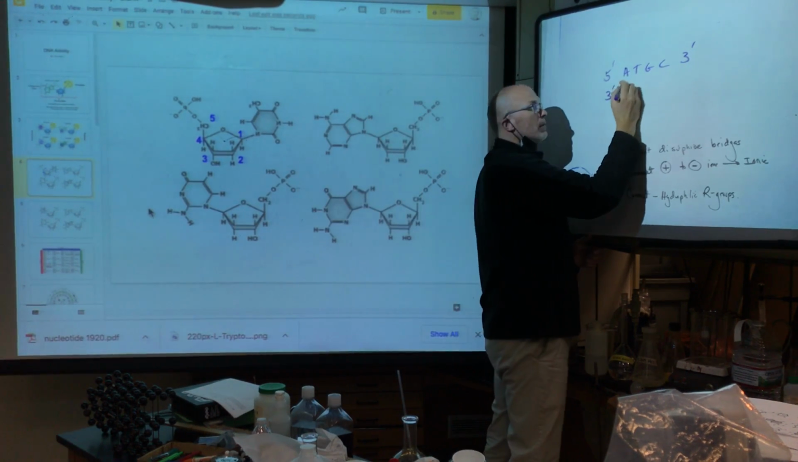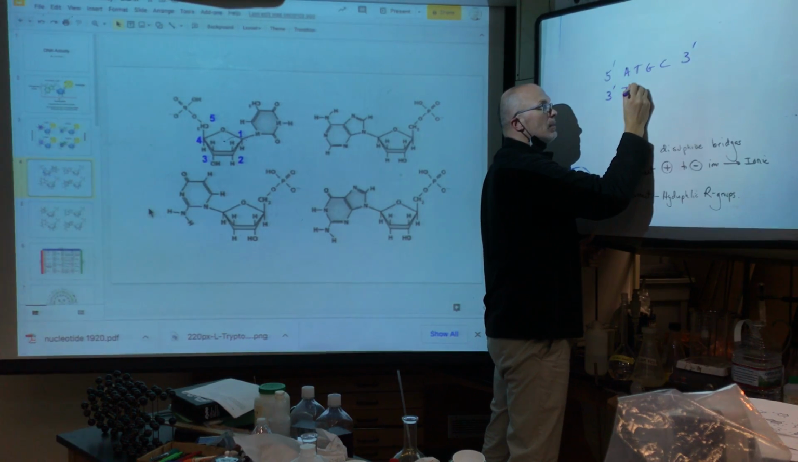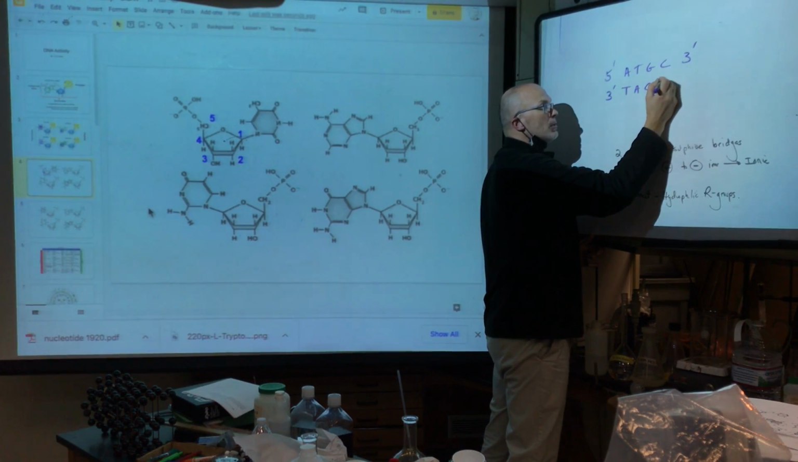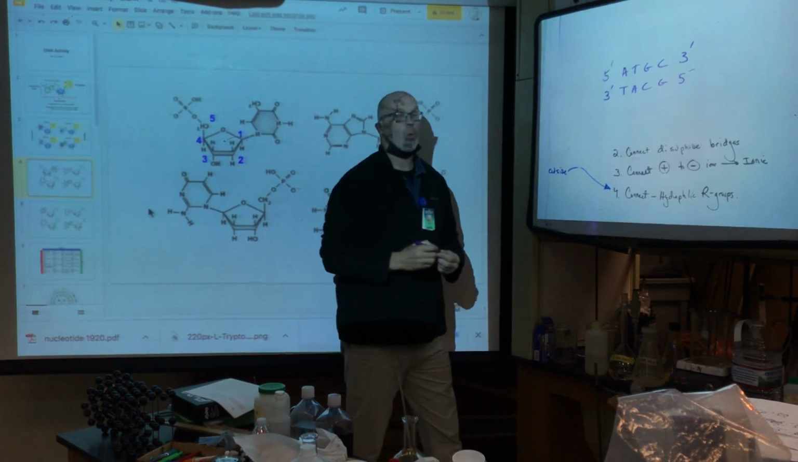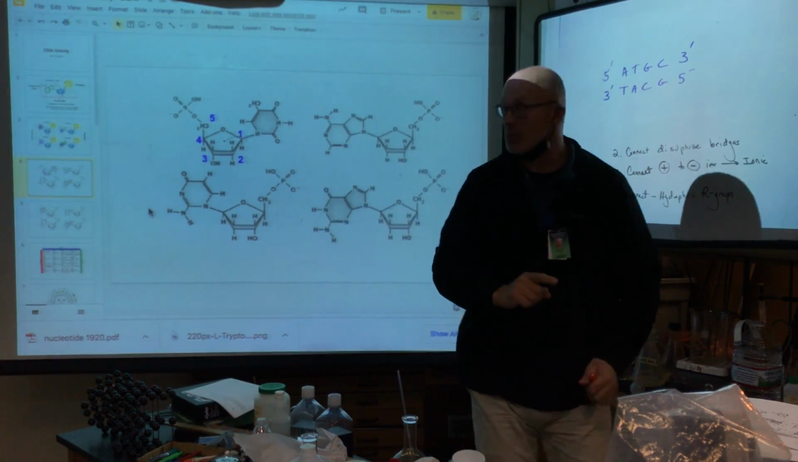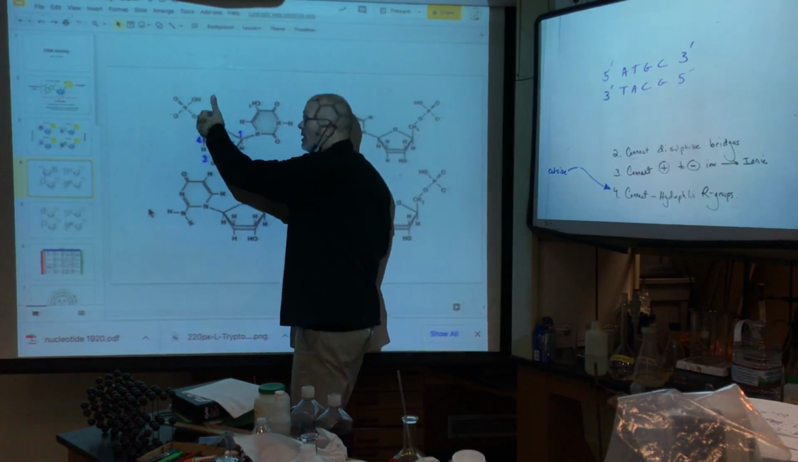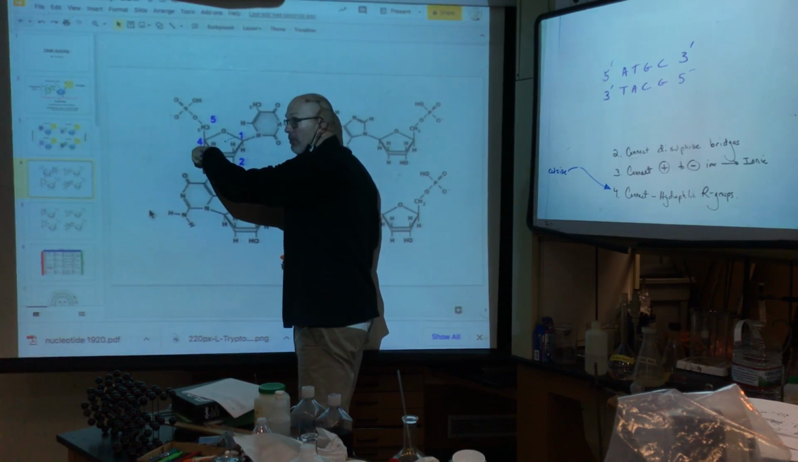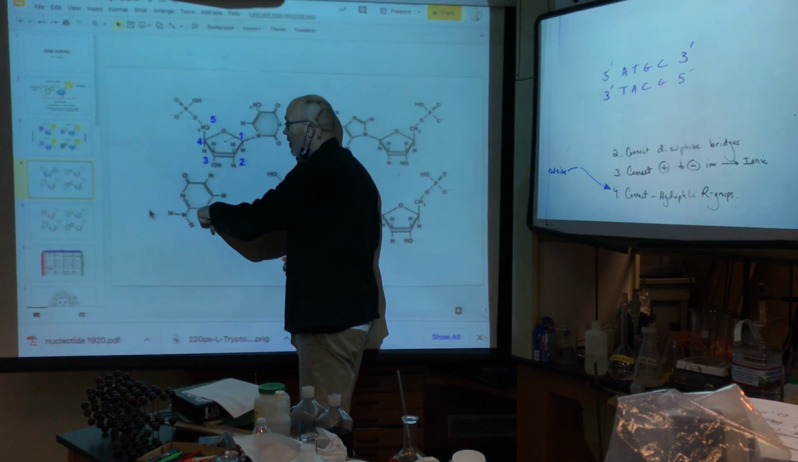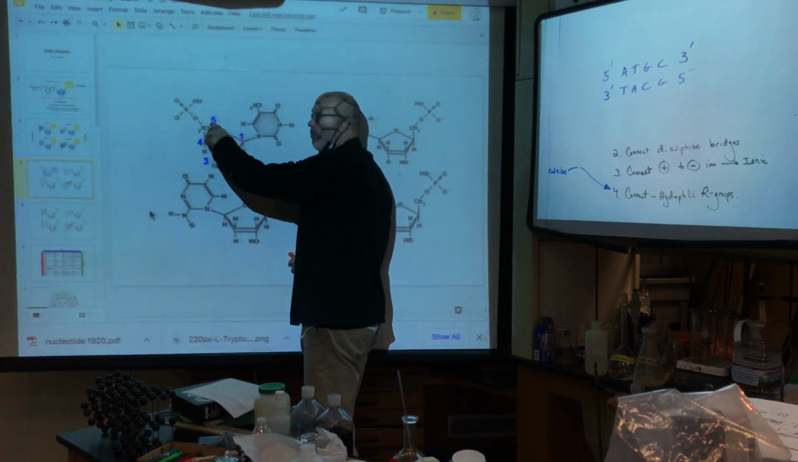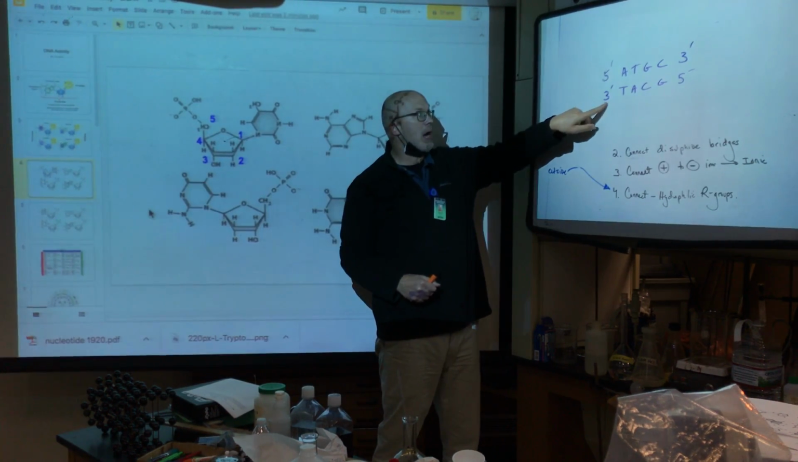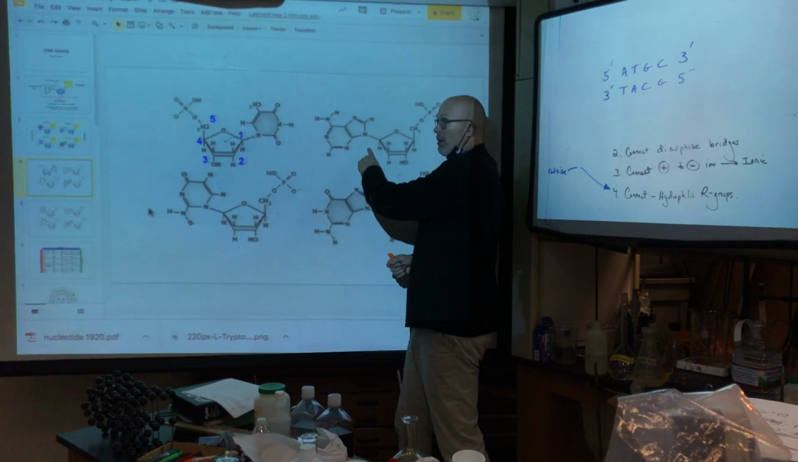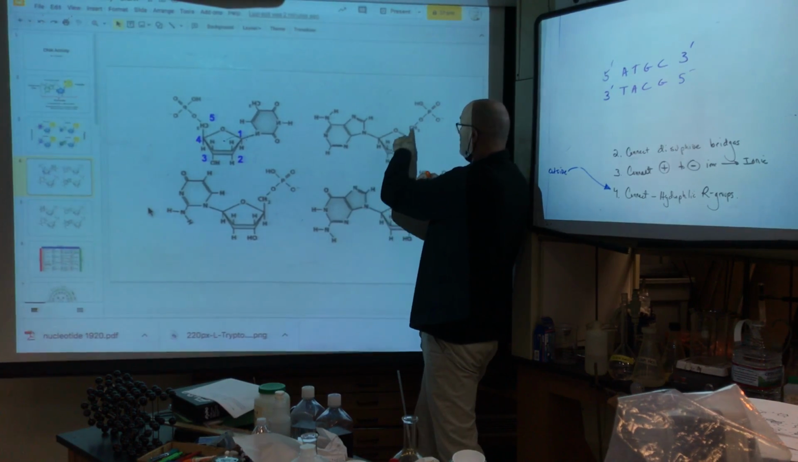A goes to what? T. T goes to? A. G goes to? C. C goes to? G. Okay, and this would be the 5 prime end. So what is that 5 and 3? Here it is. The 5 is up. The 3 is down. So this one goes the same way. So this is the 5 prime ending. The other guy must be the 3 prime ending. So this has got, oh, that's the 5.